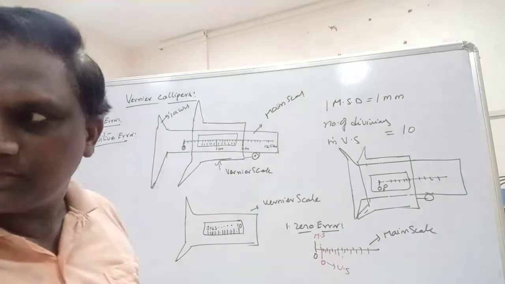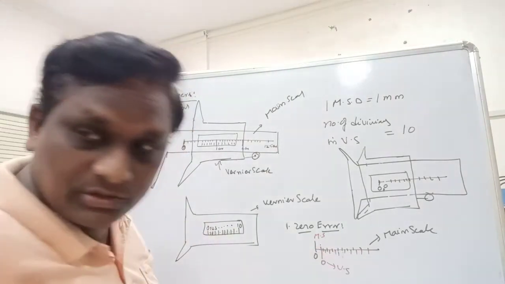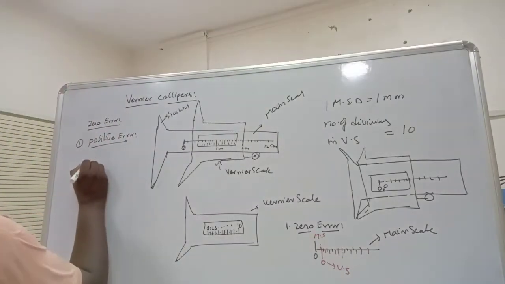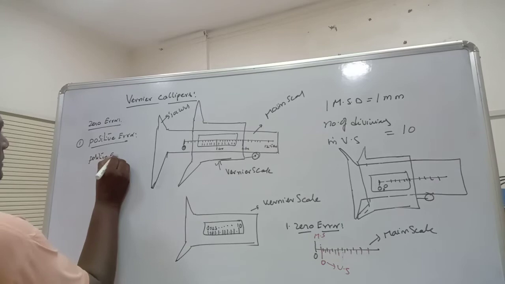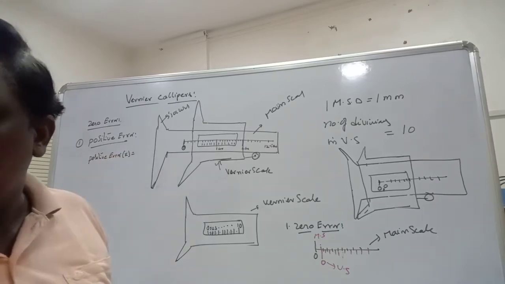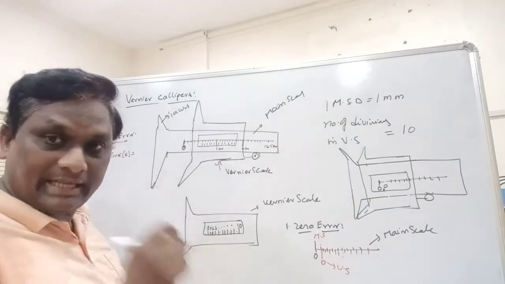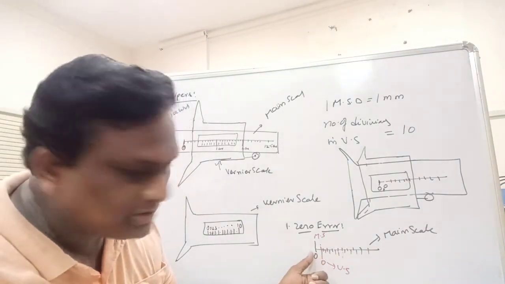So that is a positive error. Okay, right side means positive error. So how do you calculate that positive error? Positive error, you can assume it is X. Positive error, we can take as X. So how do you take that X value? How much? See here, this 0 does not coincide with 0 now.